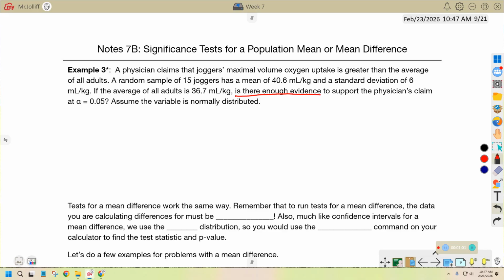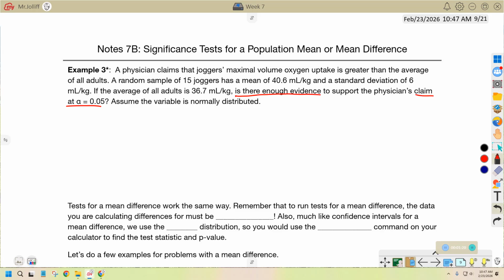Amanda, did you see anything else that tells us that? No, that was, you were seeing the same thing? Good. They also say claim. We're testing a claim. They give us a significance level. Yeah, very good. So I know I'm doing a test.